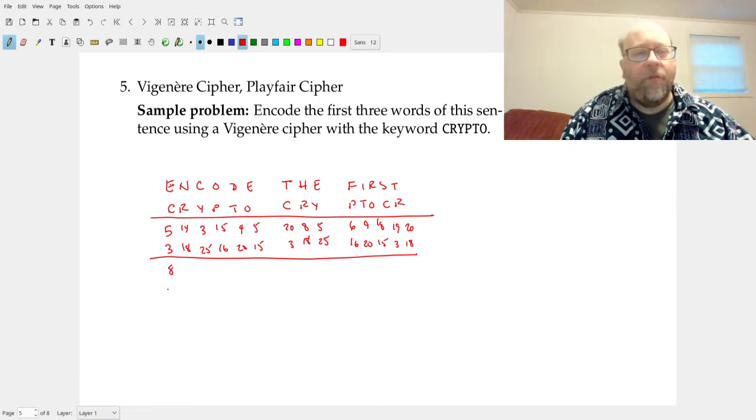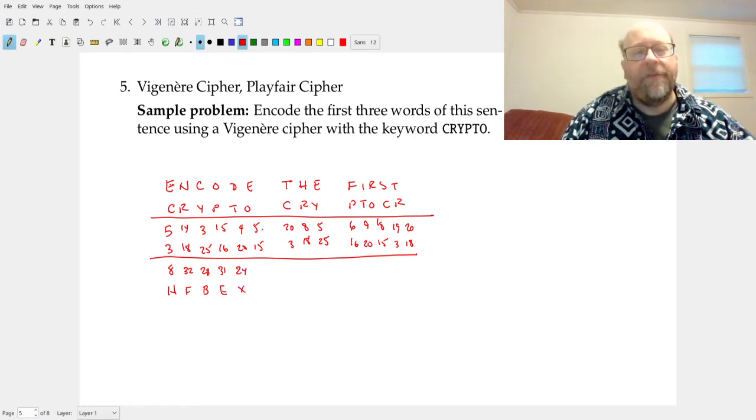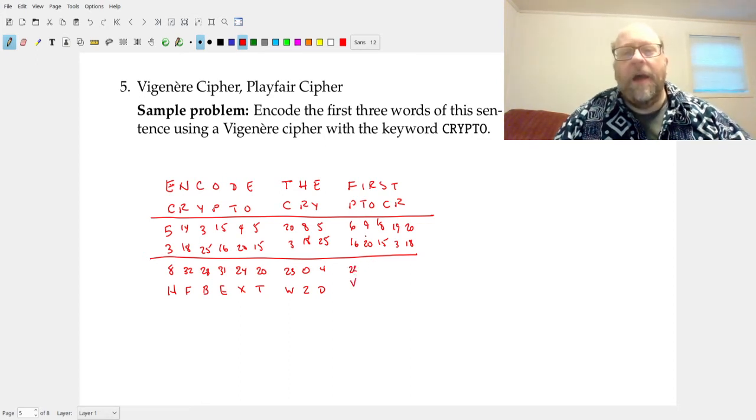So 5 plus 3 is 8, which is an H. 14 and 18 is 32. 32 minus 26 is 6. 6 is an F. 3 and 25 is 28. Minus 26 is a 2, which is a B. 31 becomes an E. 4 and 20 is 24. 24 is an X. 5 and 15 is 20. That's a T. The next word is 23, which is W. 26, which is 0, which is a Z. 30 is a 4, which is a D. 6 and 16 is 22, which is a V. 29 is 3, which is C. 33 is 7.